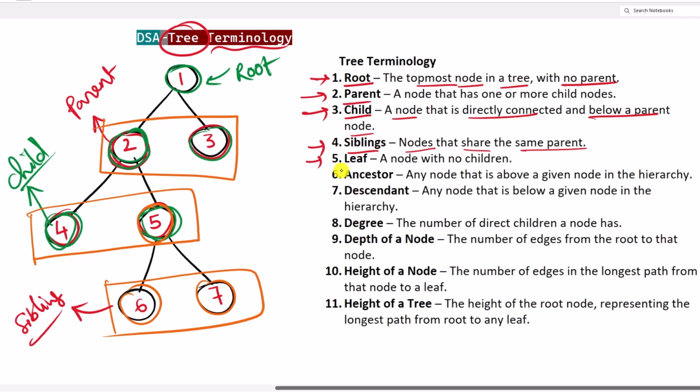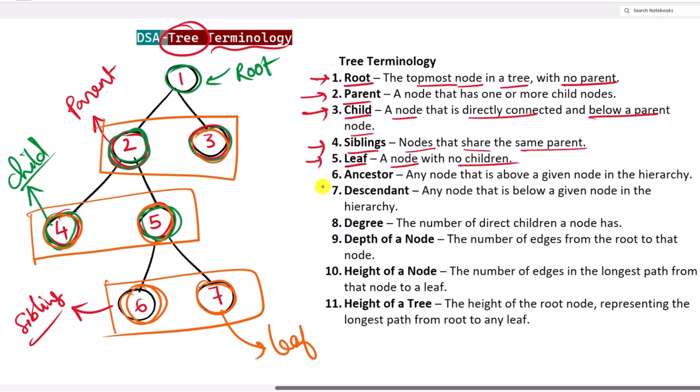And next we have the leaf node. So a leaf node is a node with no children. Like an example, we have the node 4, the node 6, 7 and 3. So these nodes, they do not have any child nodes. Because of this, we're gonna call them the leaf nodes. So leaf nodes are the end point of all the branches of a tree.